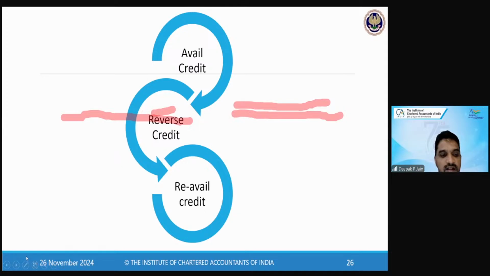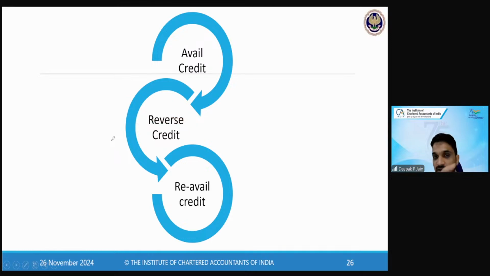So what is the law saying? Law is saying in very simple terms: avail, reverse, because the supplier has not paid, and you can re-avail it once the supplier pays. So the government is not being very harsh. They're saying it is just a timing difference. You have availed the credit. Fine, I have availed it.